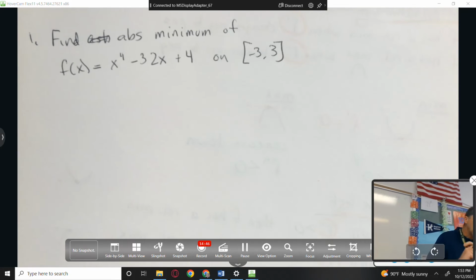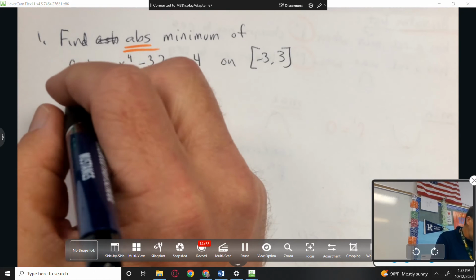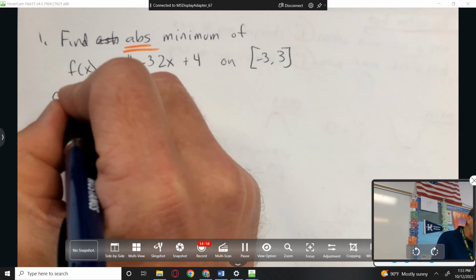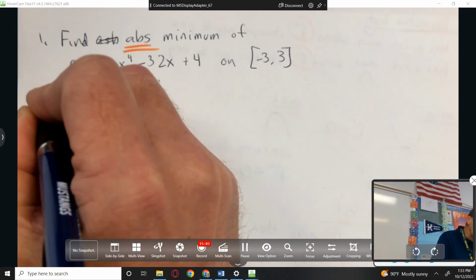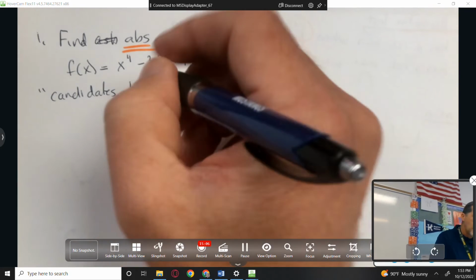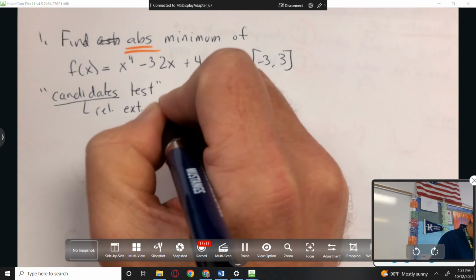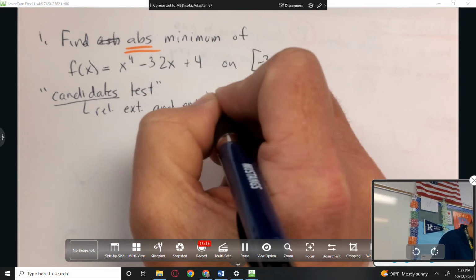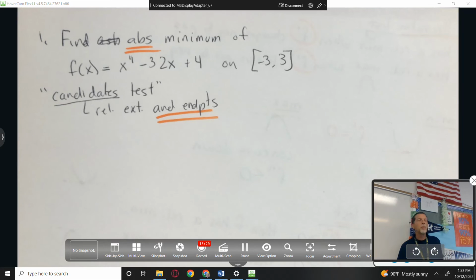So absolute minimum, again, if you see absolute, your brain should be thinking, I've got to check the endpoints. It's called a candidates test, the fancy name for it. Our candidates are the relative extrema and the endpoints, because if we're looking for absolute, we've got to remember to check the endpoints. That is a major issue on homework, on our test, on the AP.